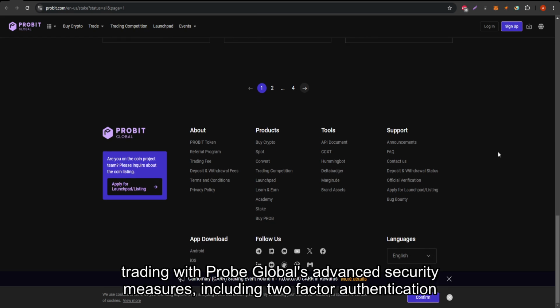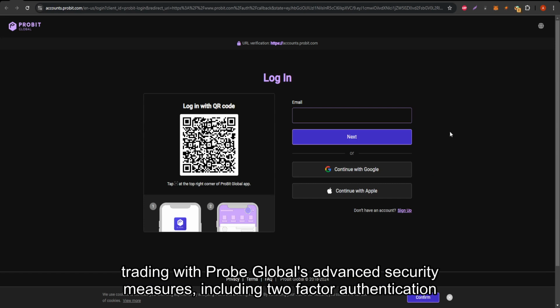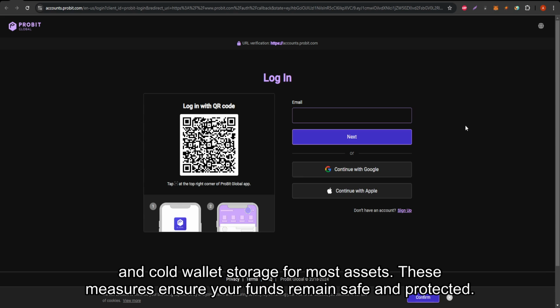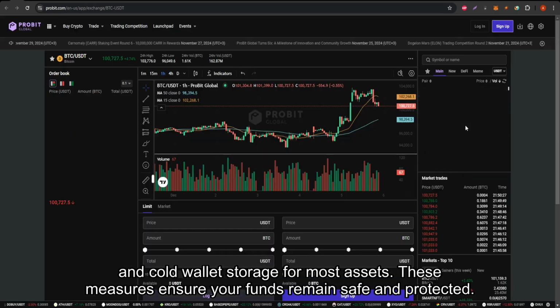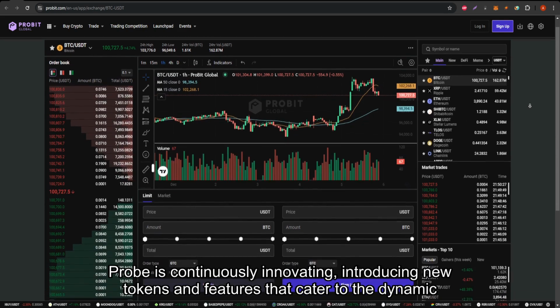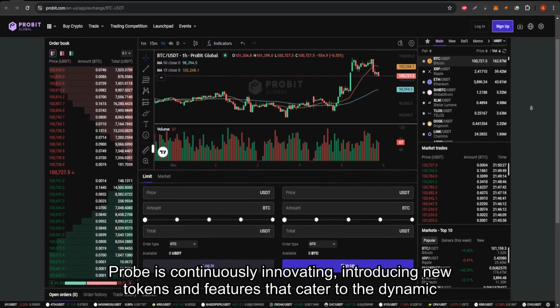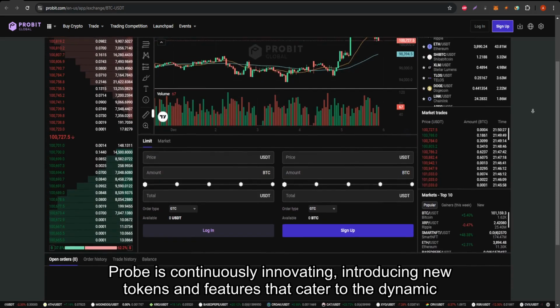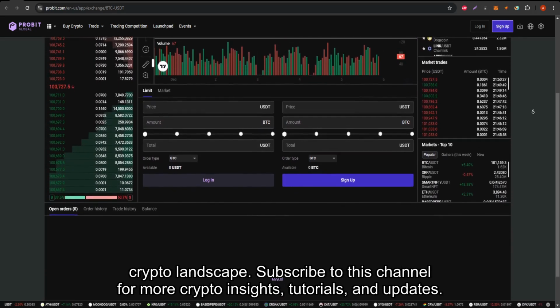Enjoy secure trading with ProBit Global's advanced security measures, including two-factor authentication and cold wallet storage for most assets. These measures ensure your funds remain safe and protected. ProBit is continuously innovating, introducing new tokens and features that cater to the dynamic crypto landscape.